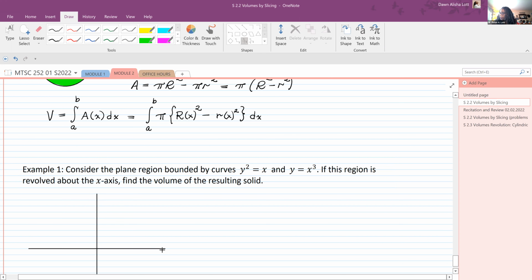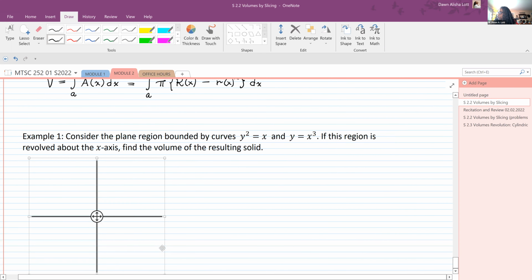So when I go to draw this, the first thing I notice is I really don't draw y squared is equal to x. It would be easier for me to draw y is equal to the square root of x. So we're going to do that. Y is equal to the square root of x, and then y is equal to x cubed. So y is equal to the square root of x looks like this, and y is equal to x cubed looks like this.